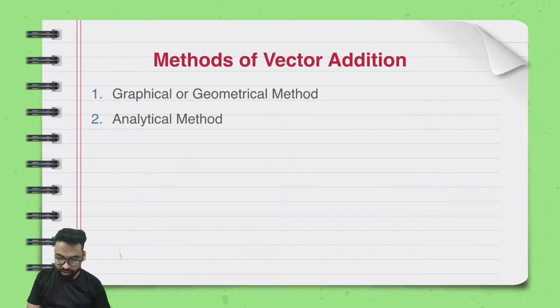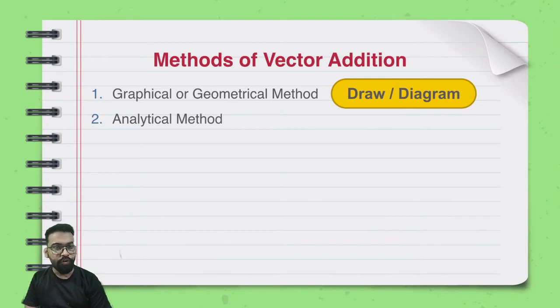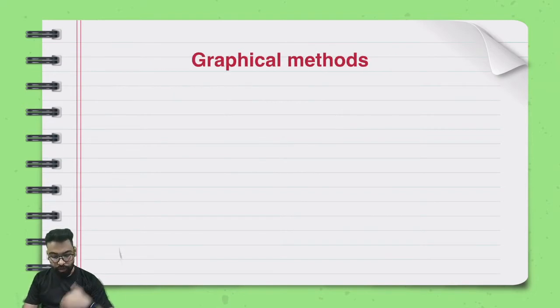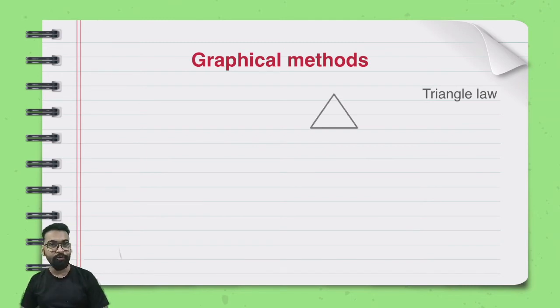If I bring out both these things for you, I hope you would understand very clearly that the graphical or geometrical method is related to drawing or diagrams. Similarly, the analytical method is related more to formulas. Now, if we delve a little deeper and explore these graphical methods, we talk about three different things, like I was saying at the start of the session. So if I want to get the triangle law, I would probably say that there is a triangle involved, right?